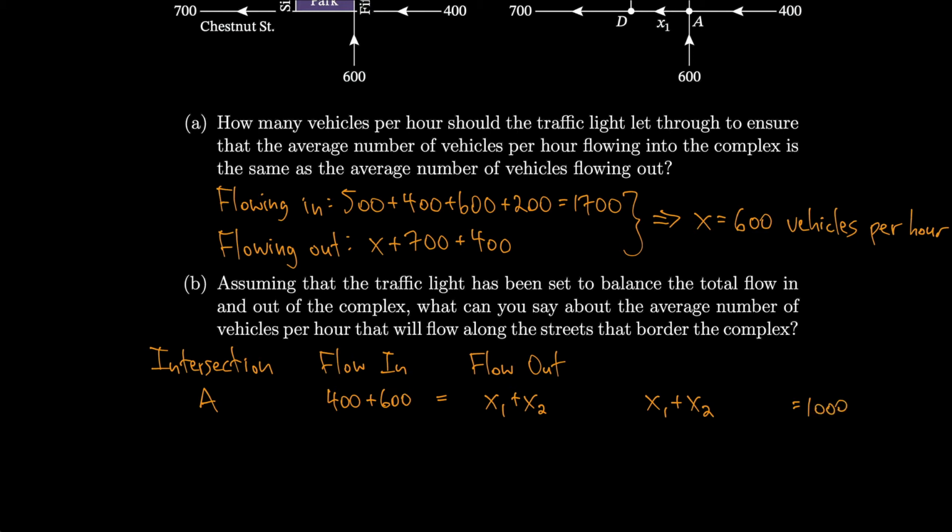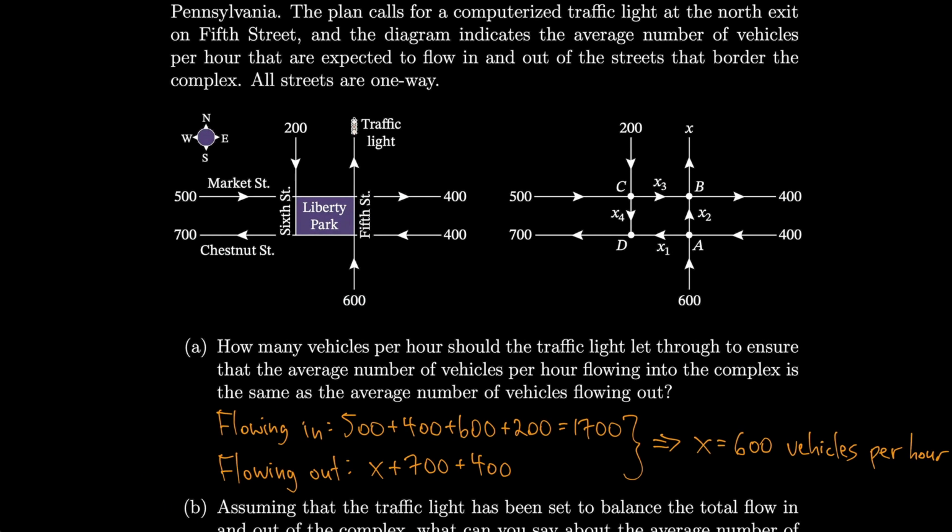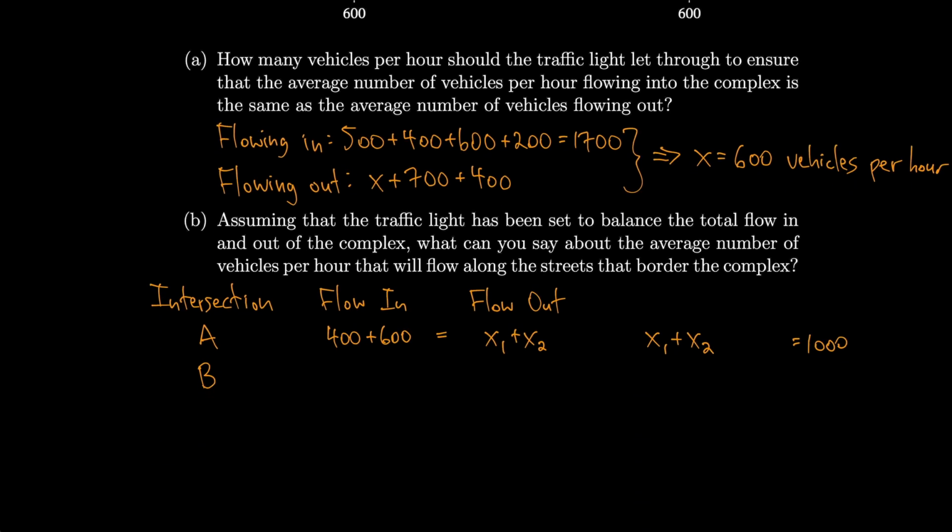I'm leaving a little space because I'm going to have other variables pretty soon. So for intersection B, let's see, flowing in B, we've got x2 and x3. And flowing out, we've got x and 400. So x2 plus x3 should be equal to 400 plus x, which is the same thing as just saying that x2 plus x3 should be equal to 1000.